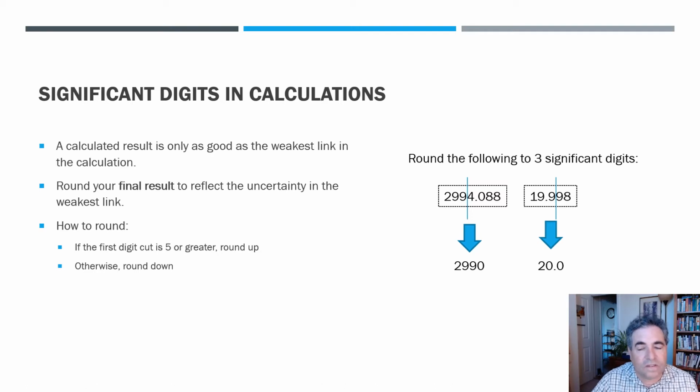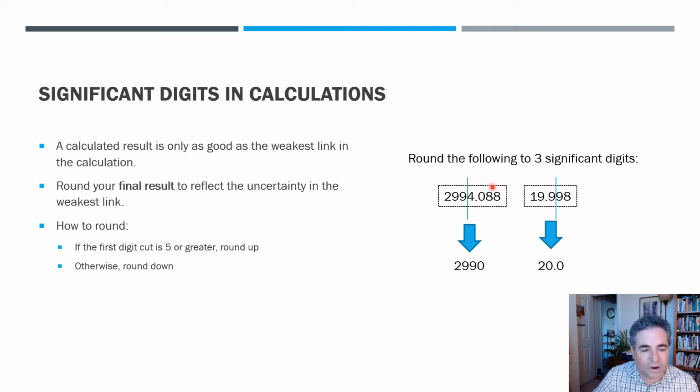So what you have to do is examine your calculation very carefully and look for the weakest link in the calculation. And that's going to determine how you round off your final result. Now we'll talk about how to do that on the next couple of slides, how to find the weakest link. But for now, let's talk about how we would round off our final result. Suppose the weakest link told us to round off the final result to 3 figures.